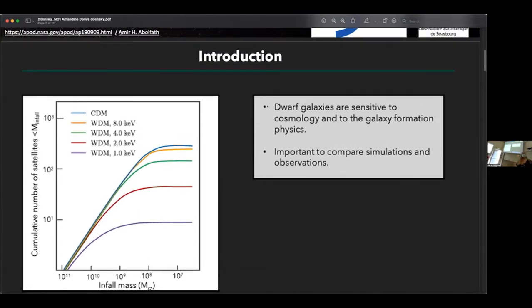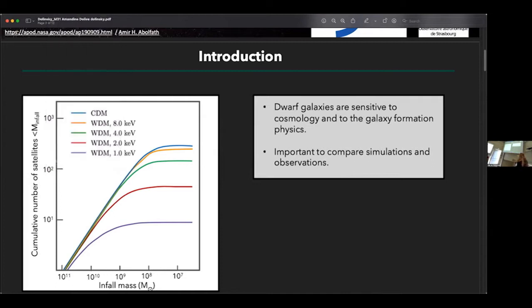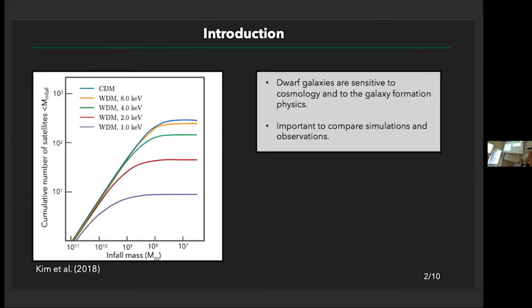Why are we interested in dwarf galaxies? Dwarf galaxies are really sensitive to cosmology and to the physics of galaxy formation. As an example, on this graph, we can see the cumulative number of satellites as a function of the infall mass. And we can see that the total number of dwarf galaxies is sensitive to the type of dark matter you use. Here are the different dark matter models, such as cold dark matter and warm dark matter.